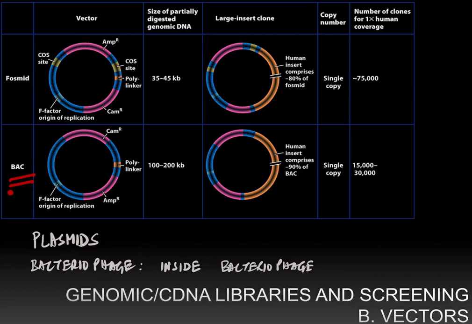Another one, which is also based on the F factor origin of replication, or based on the F plasmid, is bacterial artificial chromosomes.